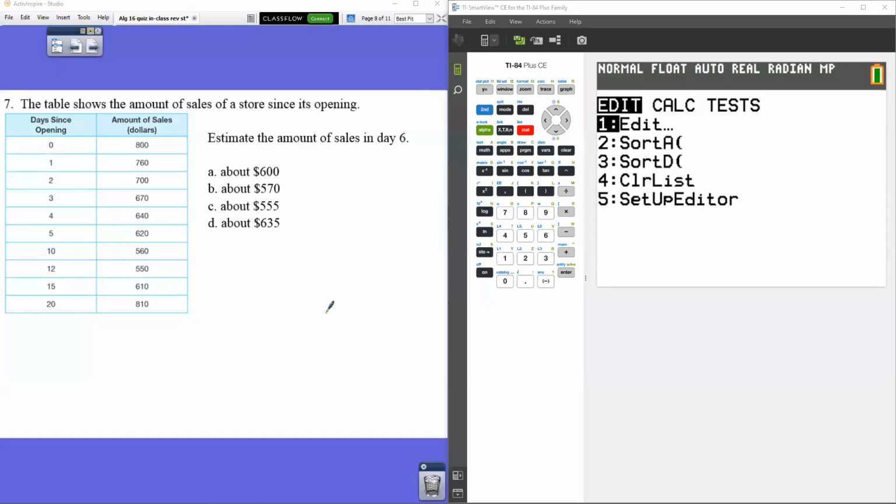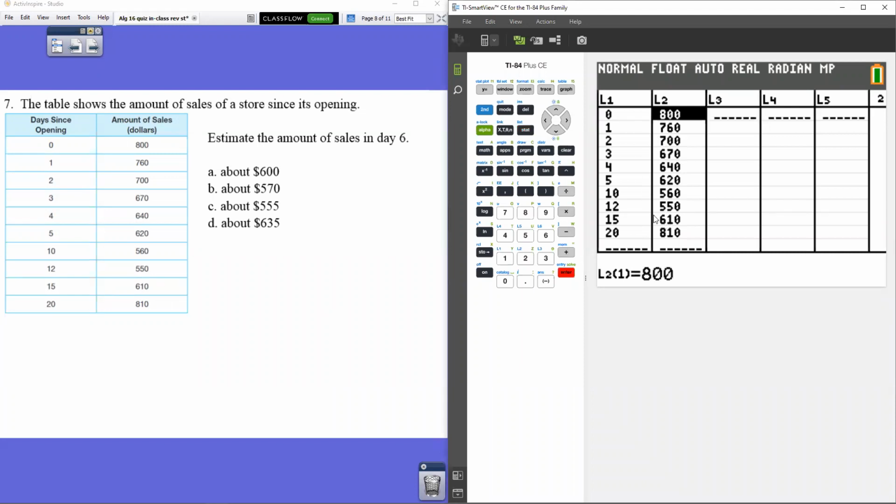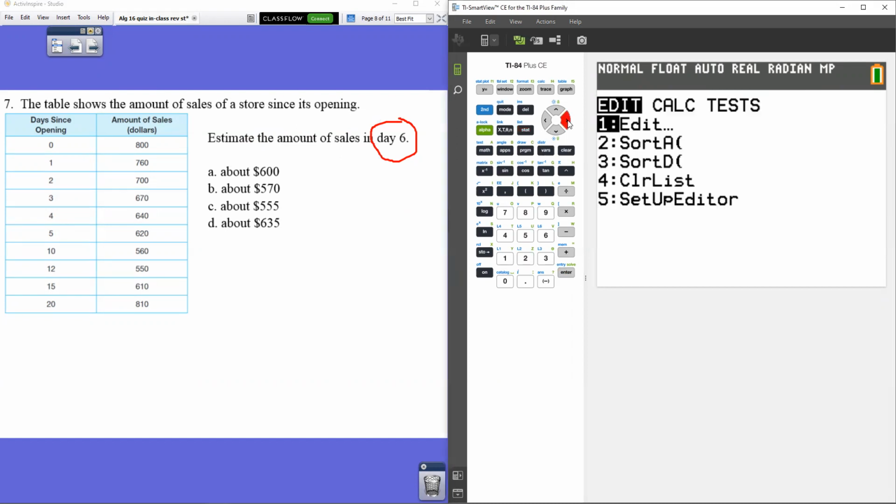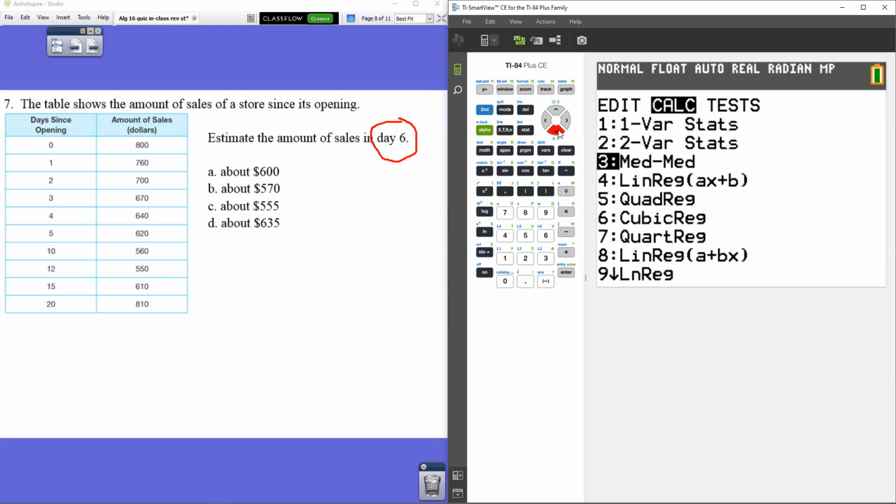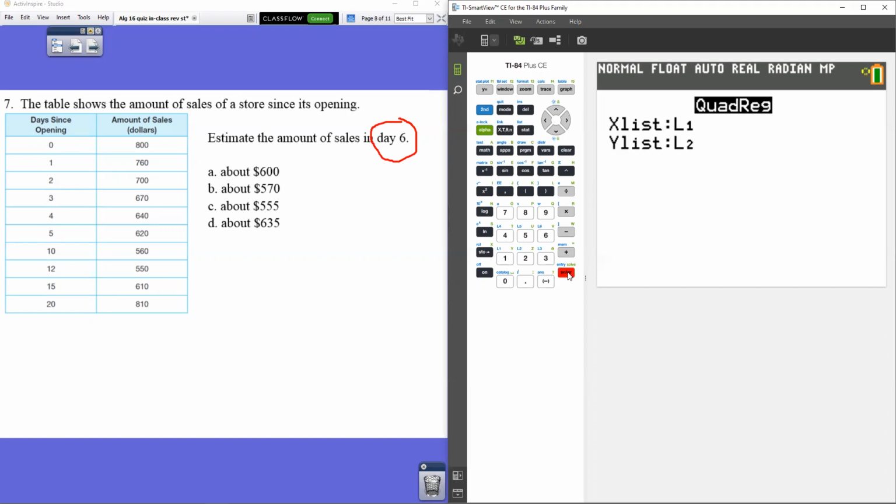In question number 7, we're using the same data from the previous question. I already have that typed into my stat edit. It says estimate the amount of sales in day 6. We decided in the previous question that you're going to use a quadratic. That was the type of regression that fit the data best, the one with the R value closest to 1 or -1. So we're going to go back to stat calc and do the quadratic to figure out your actual equation.